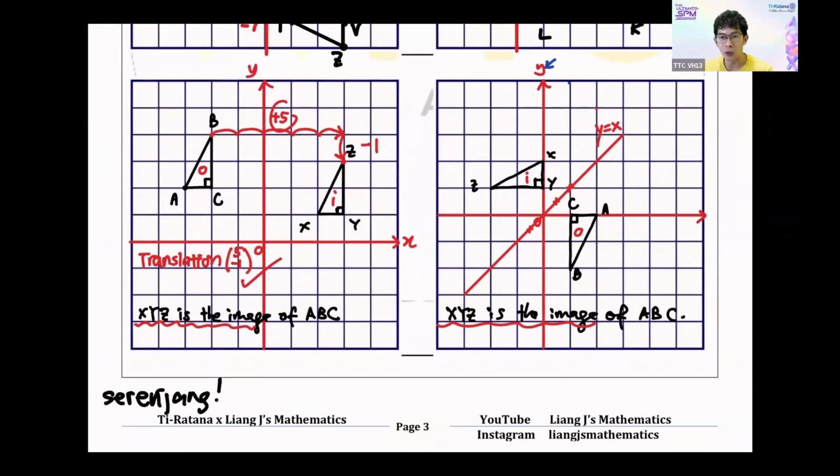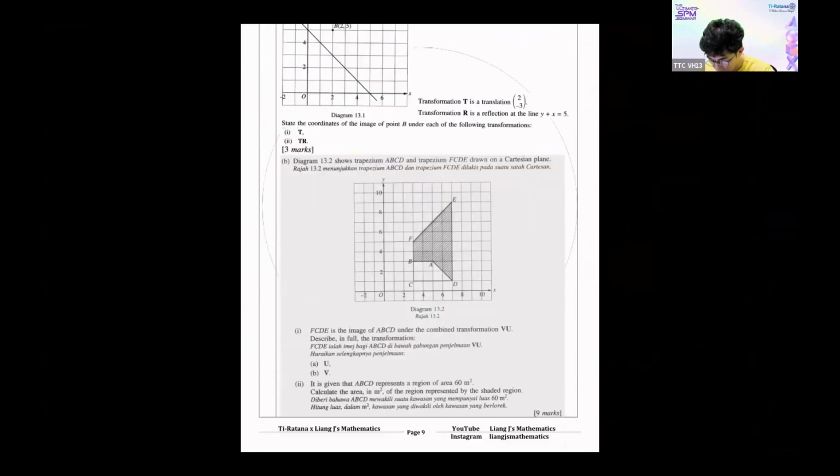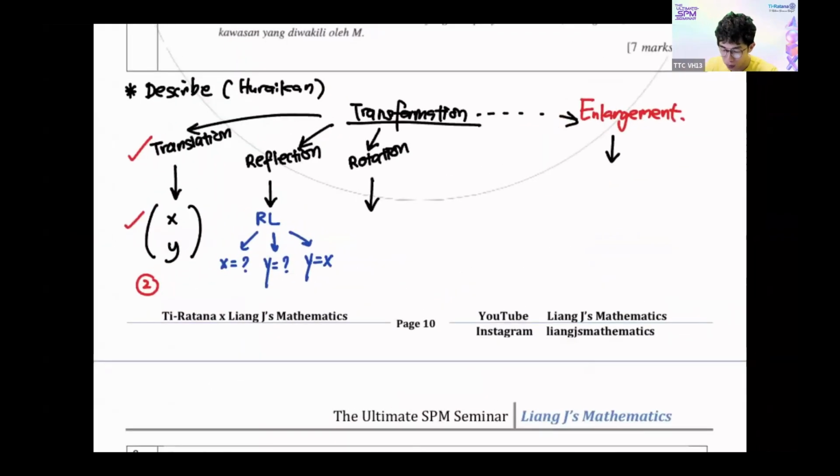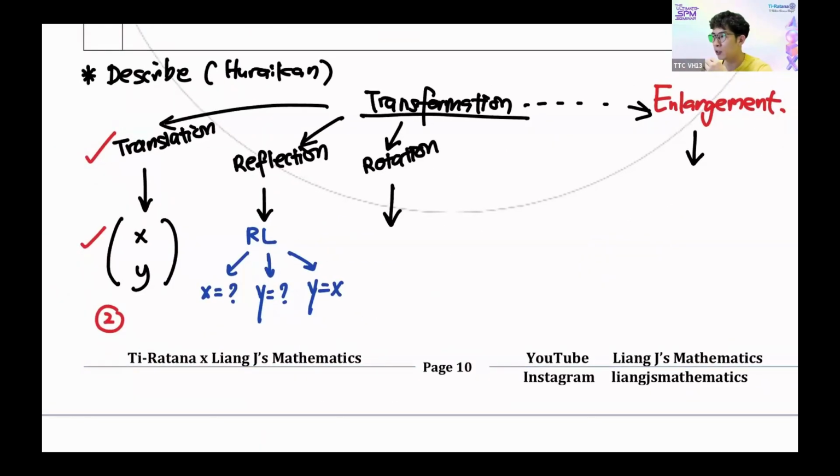Now, done with translation, done with reflection. Let's go into the part where it's actually confusing, where it confuses a lot of students, the rotation part. So I'm going to spend slightly more time explaining the rotation part. Everybody, this is 1 mark and this is 1 mark, total 2 marks. Rotation and enlargement, both a total of 3 marks. So you see how the whole thing works.